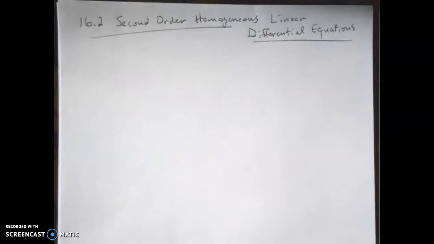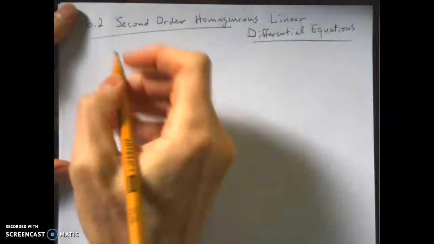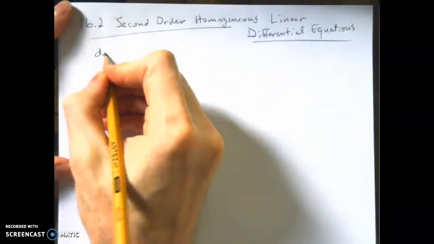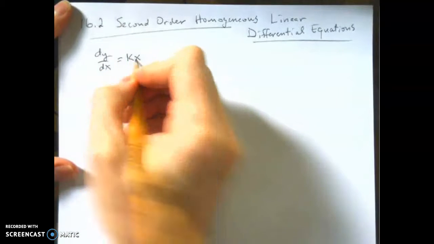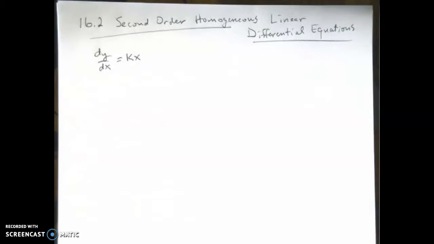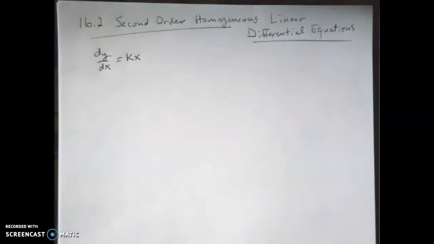16.2 second order homogeneous linear differential equations. Okay, that's a mouthful, so we're going to break that down. So in 16.1 we saw something like dy/dx is equal to kx. This is a differential equation because it contains a derivative.